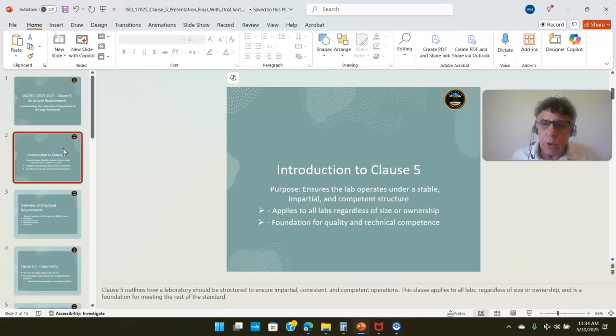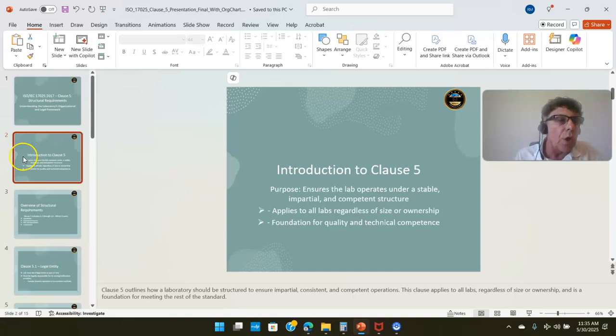I know as a certified auditor, I oftentimes hear from labs, well, we're a pretty small lab, this doesn't really apply to us. That's nonsense. So this applies to all labs. It doesn't say in the standard only big labs or anything like that. This applies to all labs, regardless of size or ownership, and is the foundation for meeting the rest of the standard.